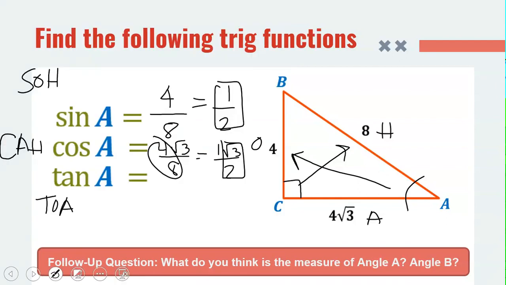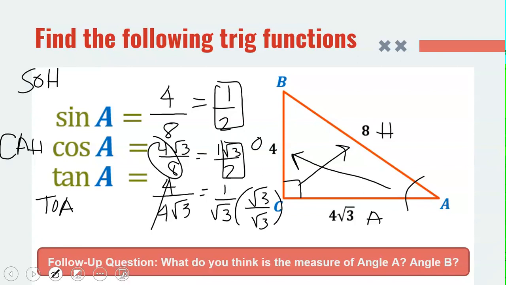TOA. So that means we're going to have the opposite side length, which is 4, over our adjacent, 4 radical 3. When we do this, we can simplify 4 over 4 to being just 1 over radical 3, but we have to rationalize our denominator. So we multiply by rad 3 over 3, and ultimately we end up getting square root of 3 over 3.